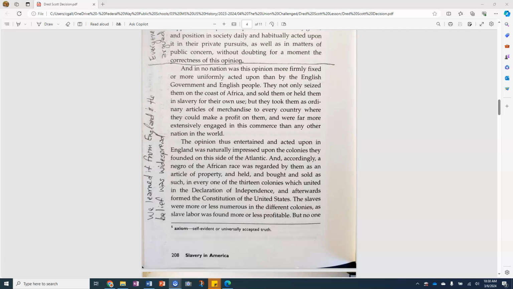Okay? So he says the English people were the most firm about this. They thought this much more than anybody else. So they're not only seizing people on the coast of Africa and selling or holding them in slavery for their own use, they're literally taking them as if they were, I don't know, a box of t-shirts to every country where they thought they could make a profit on them. And they were far more extensively engaged in this commerce than any other nation in the world. So they're doing it much, much more than anybody else.